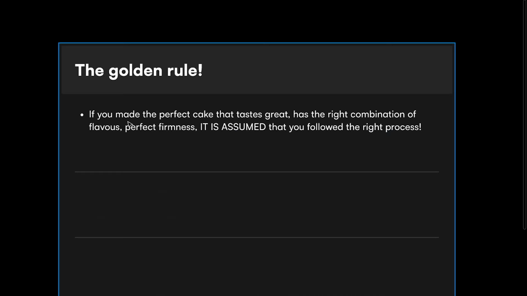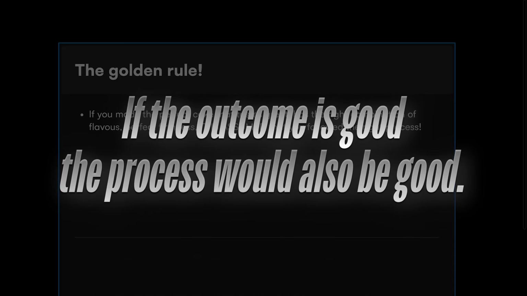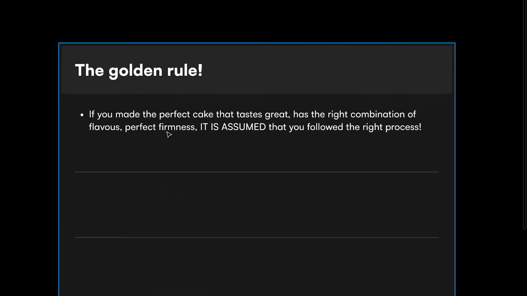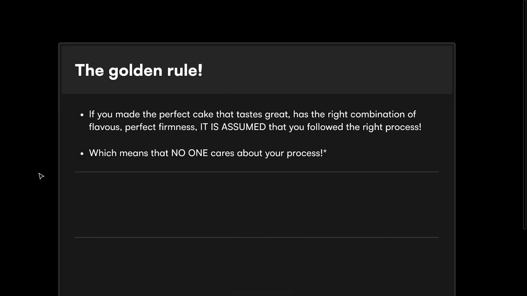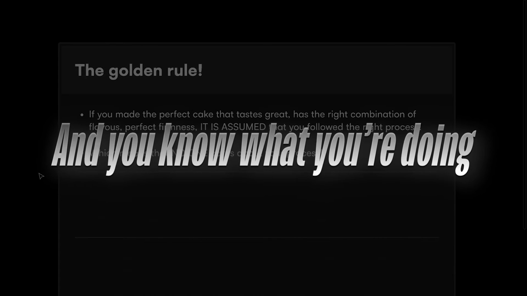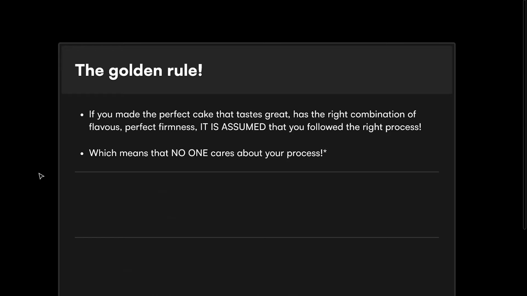So if you made the perfect cake that tastes good, has the right combination of flavors, perfect firmness, I am going to assume that you followed the right process to make the cake, right? It's going to be assumed that if the outcome is correct and good, then you followed the right process. That is the standard assumption. Which means that no one really cares about your process, because you can't have a good output without a good process. This isn't like faking. This isn't like trial and error. It doesn't work that way. You have to have a good process, and only if you have a good process and you know what you're doing will you end up having a great output. This is so important to understand, and I'm going to explain why I'm saying all of this in the later part of the video.